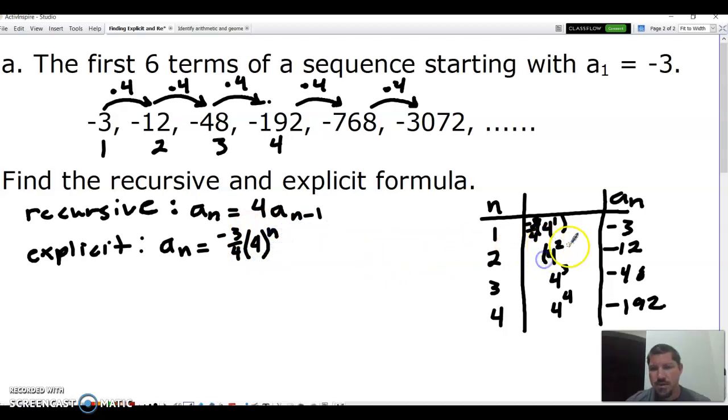Because again, this would be negative 3 over 4. This 4 will cancel with one of those, leaving me with negative 12. Negative 3 over 4, and again, negative 3 over 4 each time one of the 4's will cancel and allow me to multiply just the number of 4's that I need by the negative 3.